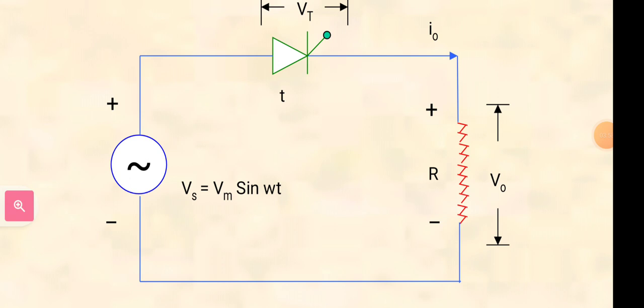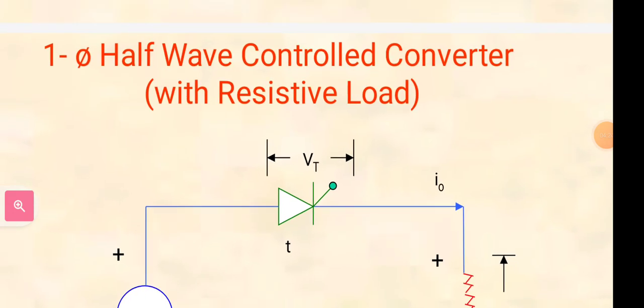When the input voltage goes negative at omega t equal to pi, the thyristor anode is negative with respect to its cathode, so the thyristor T is reverse biased and therefore turned off. Hence, the voltage at the load becomes 0.